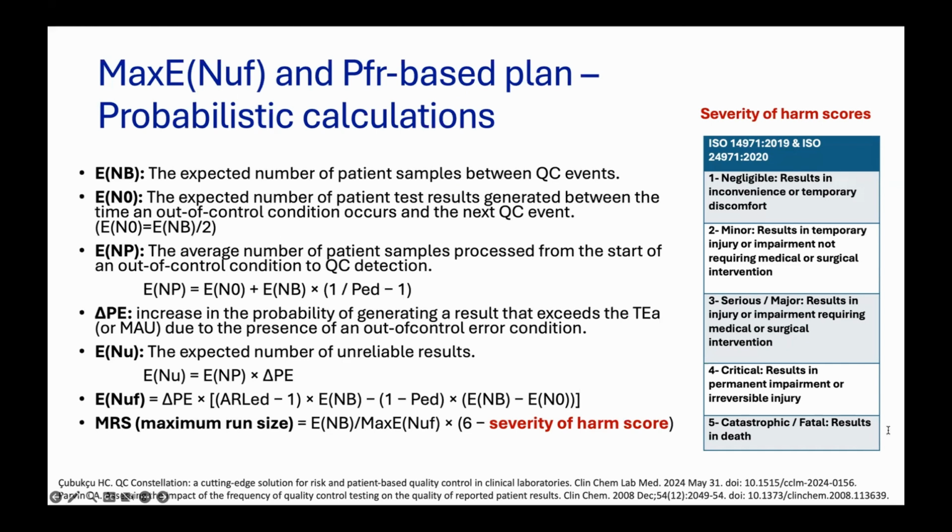QC Constellation introduces a severity of harm score into the MRS calculation to account for the impact of an erroneous test result. The table on the right summarizes the severity of harm scores and their definitions. While measurements like troponin may be categorized as having a catastrophic severity of harm score of 5, measurements such as lactate dehydrogenase can be considered negligible, a score of 1.